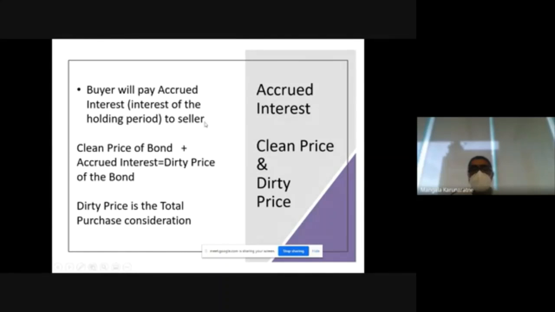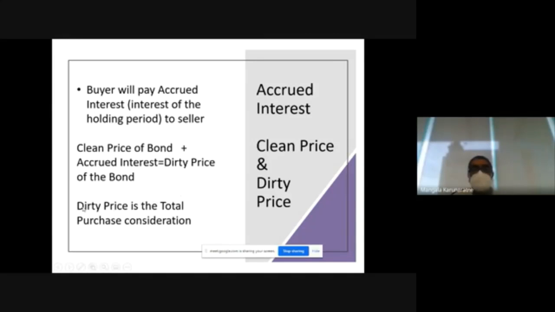So now, with this accrued interest part, I would like to bring here the clean price and the dirty price concept, right? The clean price of a bond is the actual price of the bond. But now this accrued interest part will come here. You add the accrued interest, and then you get the dirty price. So clean price plus accrued interest is the dirty price. Or if you want the clean price, you deduct accrued interest from the dirty price of the bond.